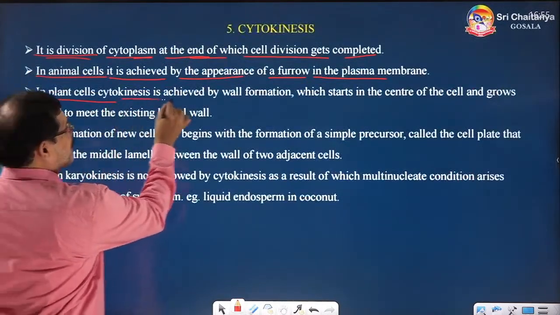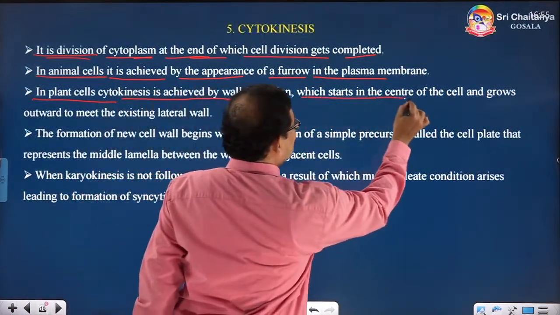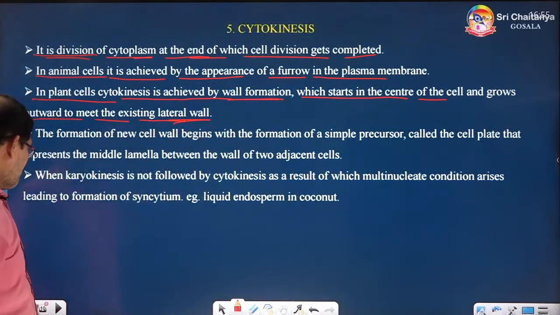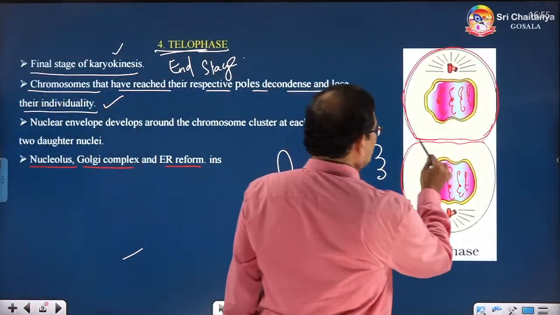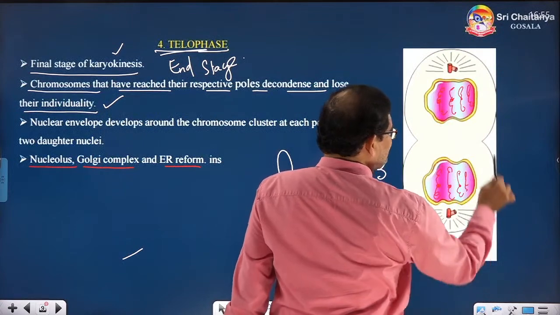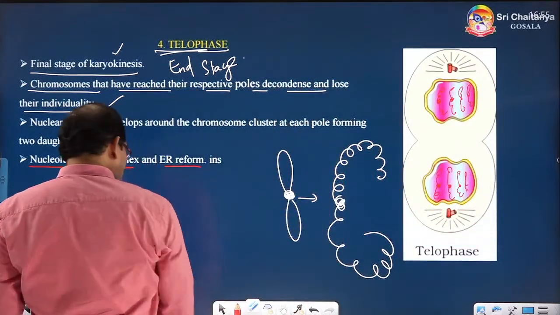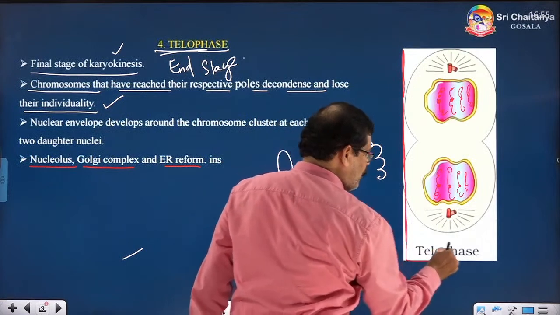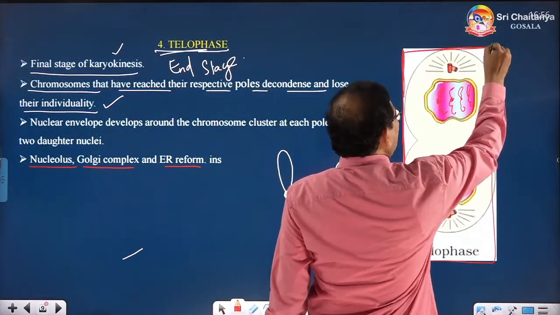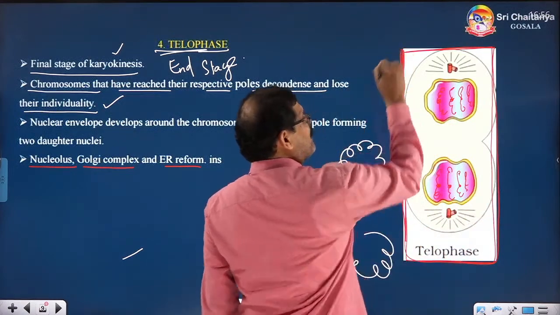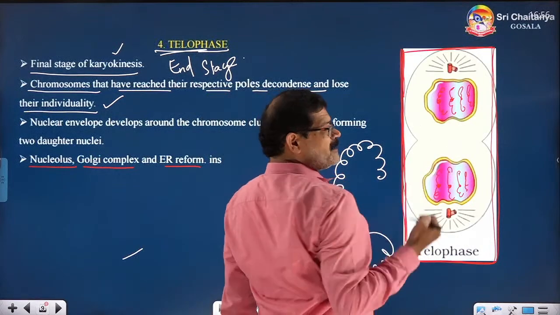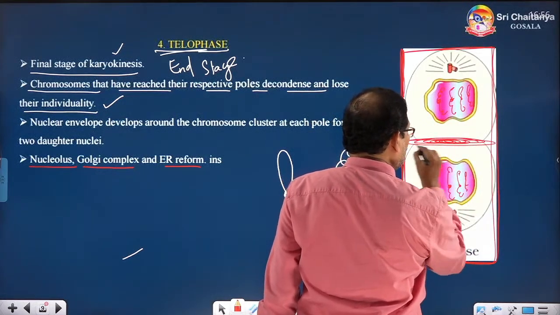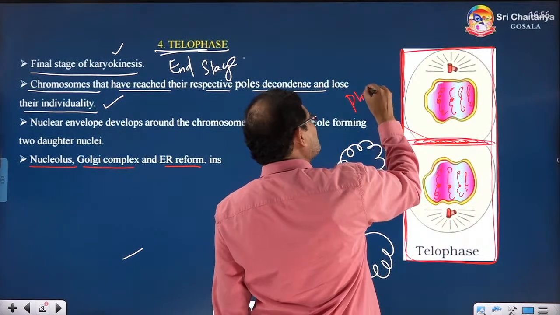Next, in plant cells, cytokinesis is achieved by the formation of a wall which starts from the center of the cell and grows towards the lateral wall. How it is formed, I will show here once again. See here, this is the cell membrane. The black line is the cell membrane. I am drawing a red line, and this red line is called the cell wall, because plant cells have a cell wall. Here the Golgi complex, from the center to the periphery, forms a certain kind of wall, and this is called the phragmoplast.